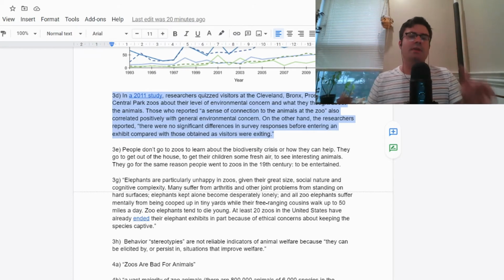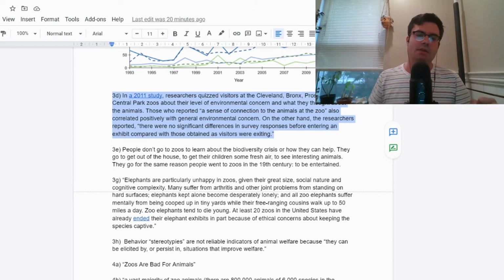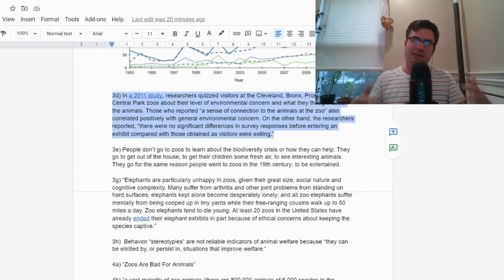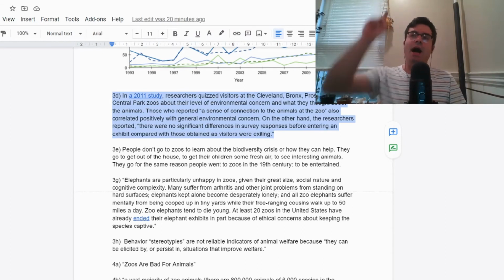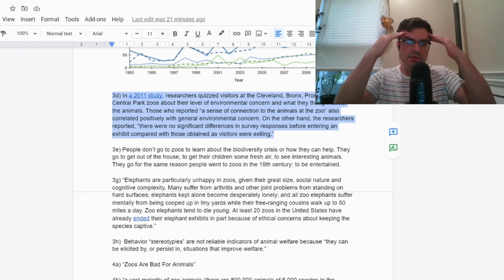So this is supposed to be evidence against the zoo, which claims that its exhibits and people going to the zoo give people a better sense of environmental concerns and might lead them to do political advocacy in their own lives. And she's saying, on the one hand, that there is a correlation between people who have a sense of connection at the zoo and general environmental concerns. So you're like, wait a minute, which side are you on? She's like, aha, but there's no difference from the time that they enter to the time that they exit. Well, what kind of model of causation is she imagining?